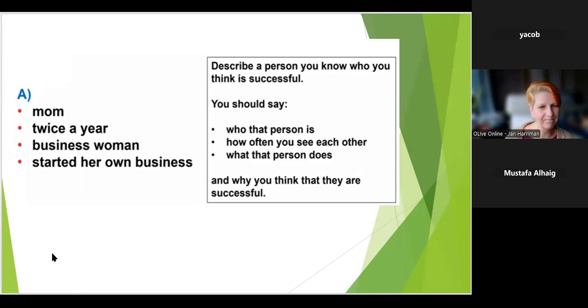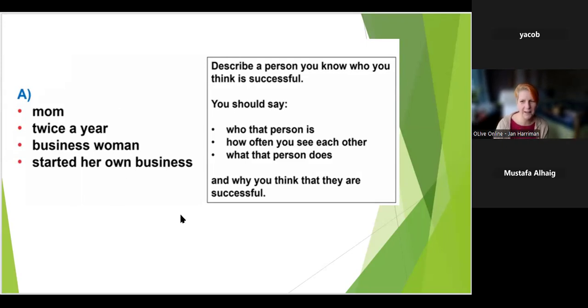I think you're going to run out of things to say because you're going to forget things. Because once you've said, the person I want to talk about is my mom. I see her twice a year. She's a businesswoman and she started her own business. And she's successful because she never stops working. Was that 2 minutes? Not even close.